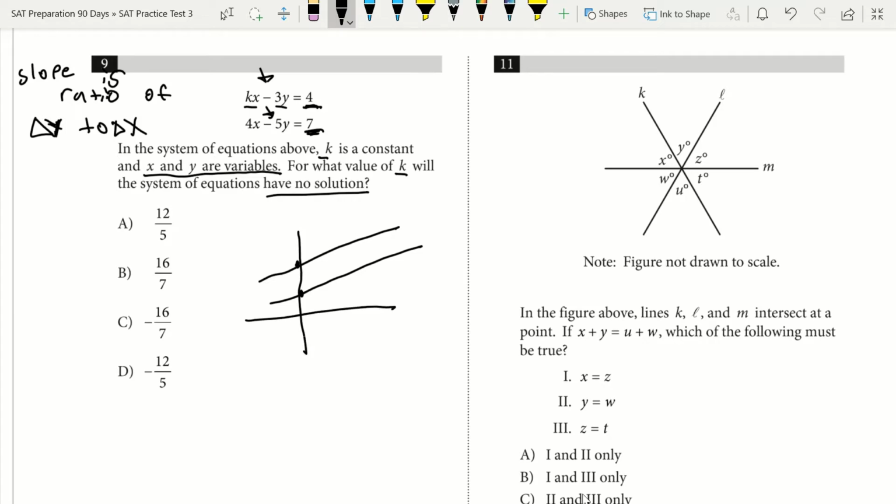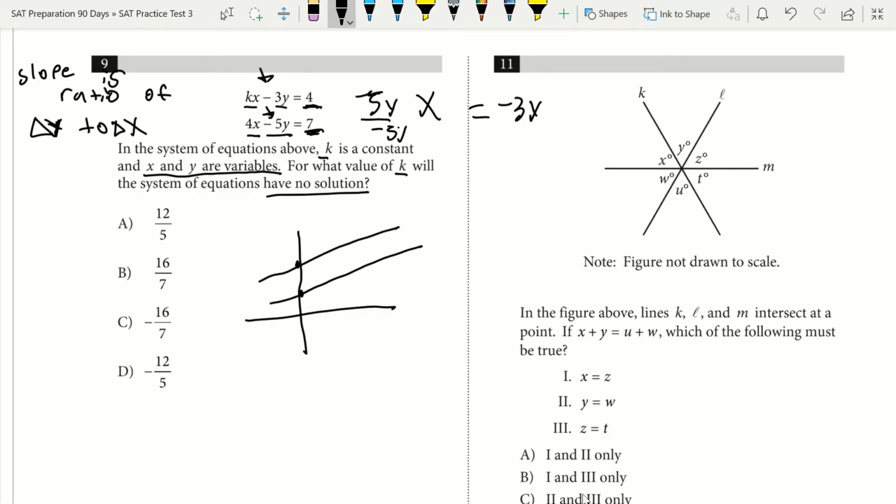So there will be no solution then. So if we look at our equation down here, we have negative 5y and 4x. So if we multiply this negative 5y by what fraction to get our negative 3y? Well, we can just go ahead and call this x, right? So negative 5y times x equals negative 3y.